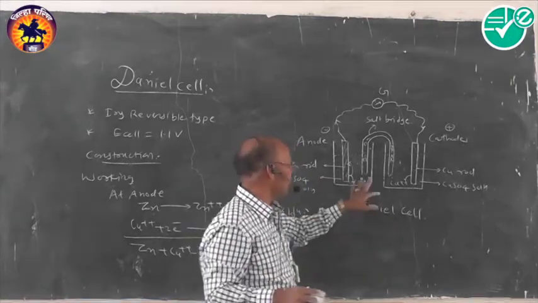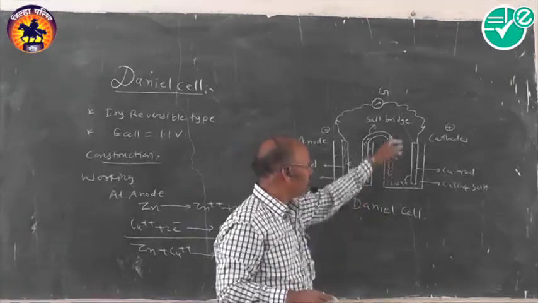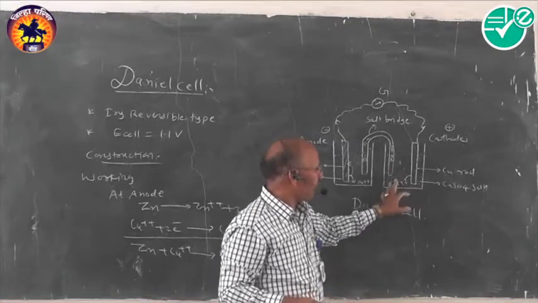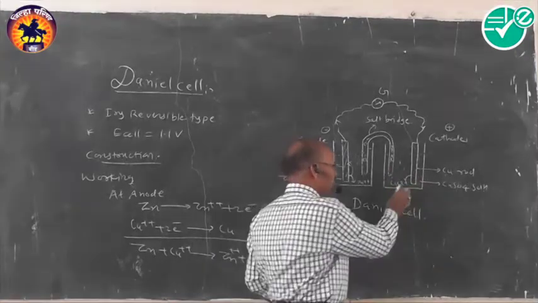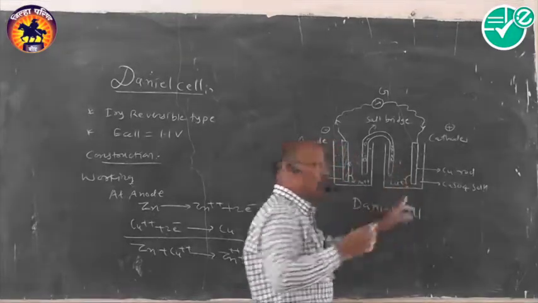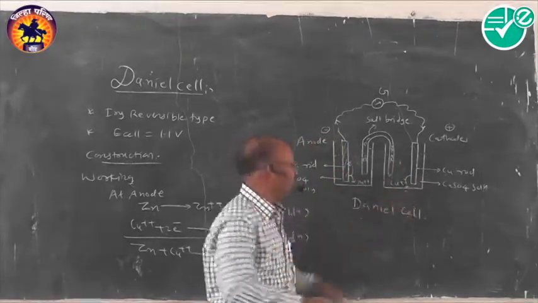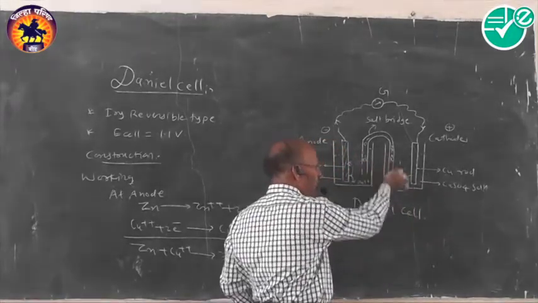Zinc ions are in excess here. Meanwhile, in this solution the copper ions have decreased. It means there is a much larger number of sulfate ions present. Then what happens? From the salt bridge, how is there the internal connection?